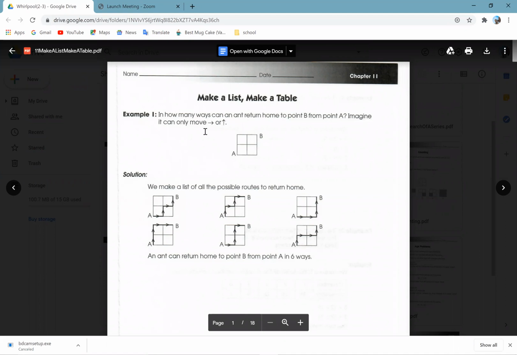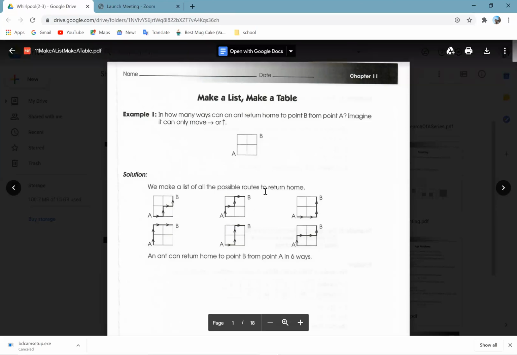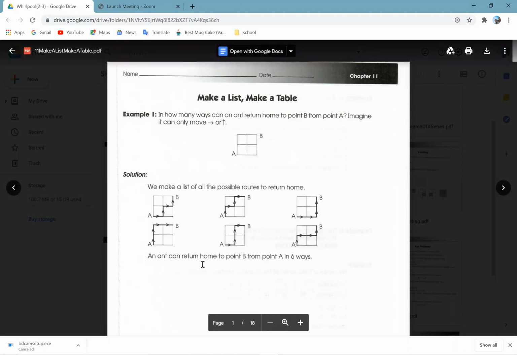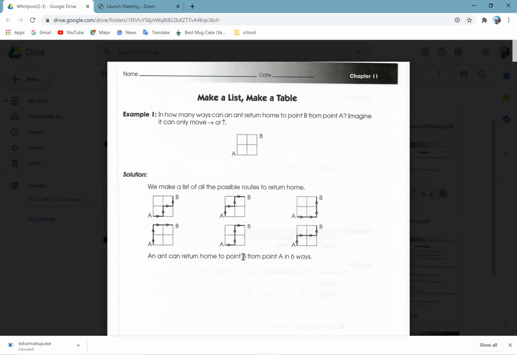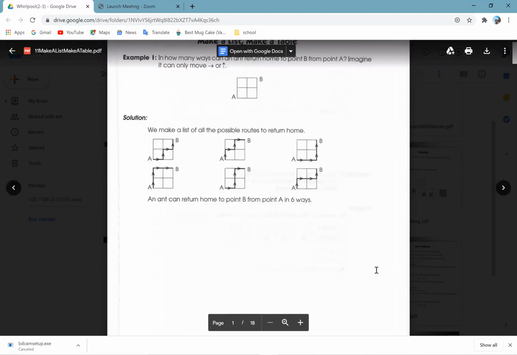Example 1: in how many ways can an ant return home to point B from point A? Imagine it can only move sideways or up. So we have this one. How many ways can an ant return home to point B from point A? Okay, so 6 ways.